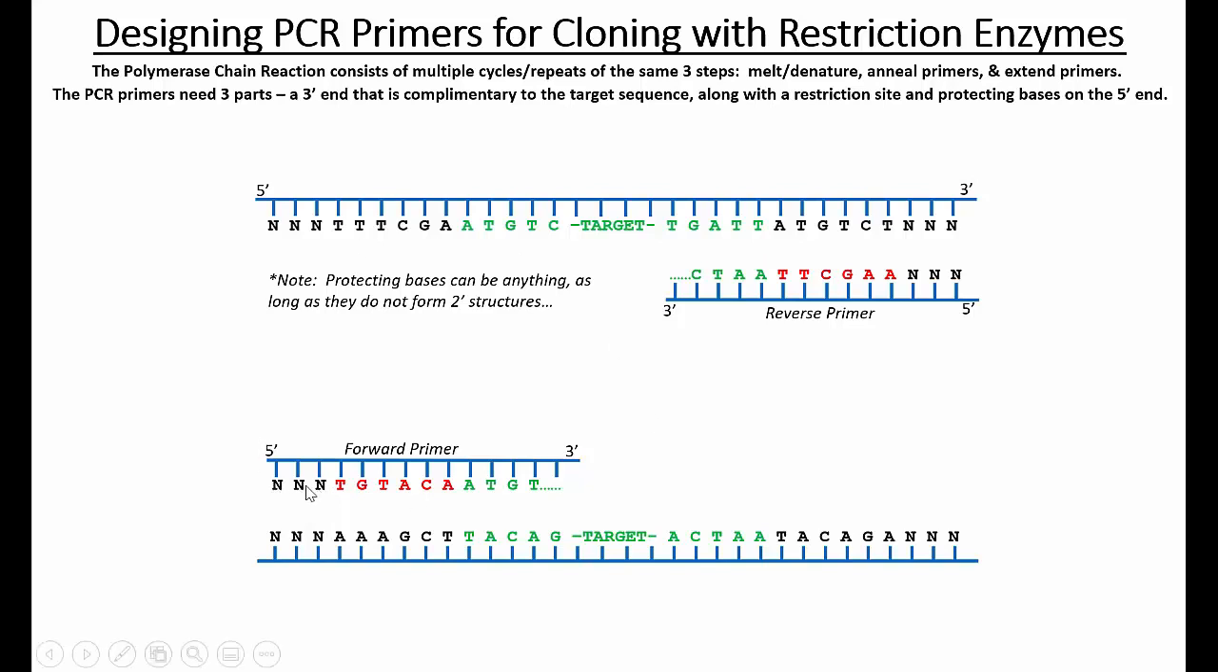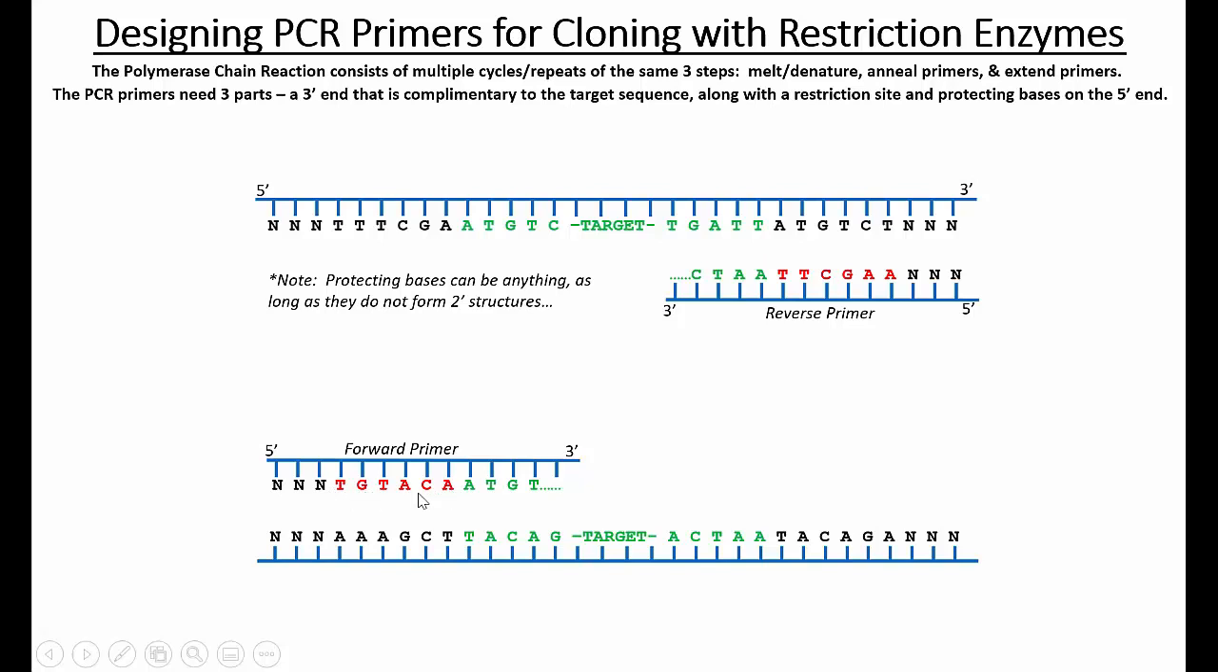So these protecting bases can be anything, but I would like to point out that they should not contribute to the formation of any secondary structures. For example, with this forward primer here, one worst case scenario is that it could bind to itself instead of the template. So you would want to make sure that these ends right here didn't contribute to the formation of any, let's say, self-dimers. You can see here in the restriction site, this is a palindrome, TGTACA. So if I took this primer, flipped it over, the T would bind to the A, the G would bind to the C, and so on and so forth. So we could actually have some binding that happens here.